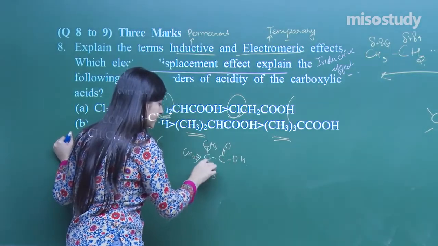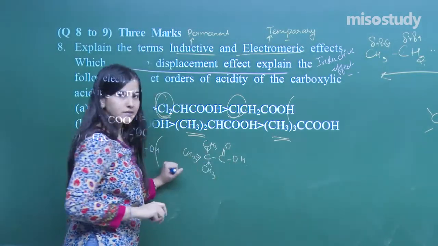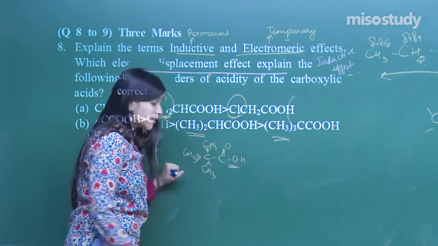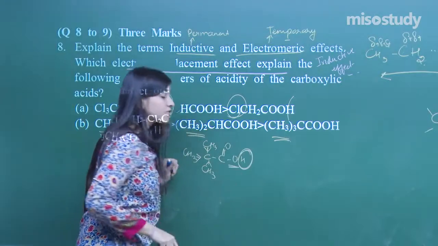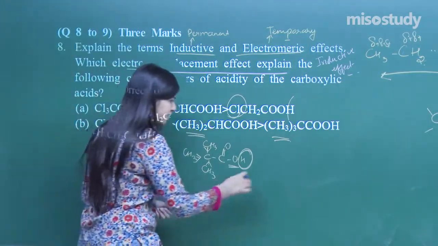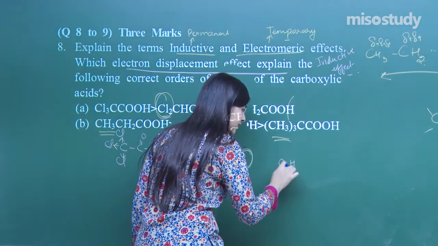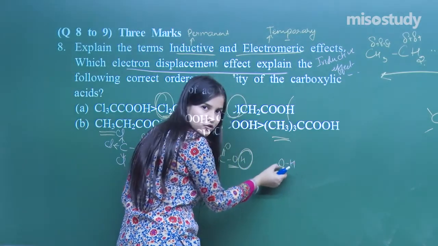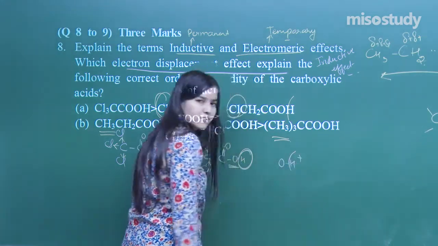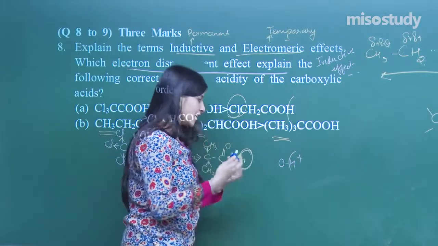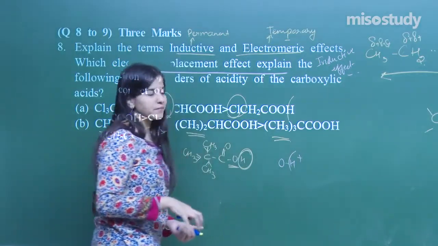Donating, donating, donating. They are donating the electrons, thereby more electron density is generated on this oxygen, and this hydrogen removal will be very difficult, right? How? See, it will be something like this. If this oxygen attracts these electrons towards itself, thereby H positive can go off. If this oxygen is not attracting these electrons, it will not go off. That is the concept applied here.